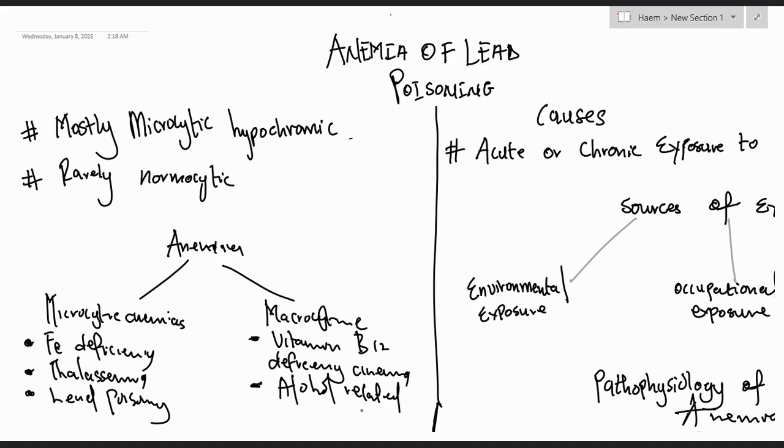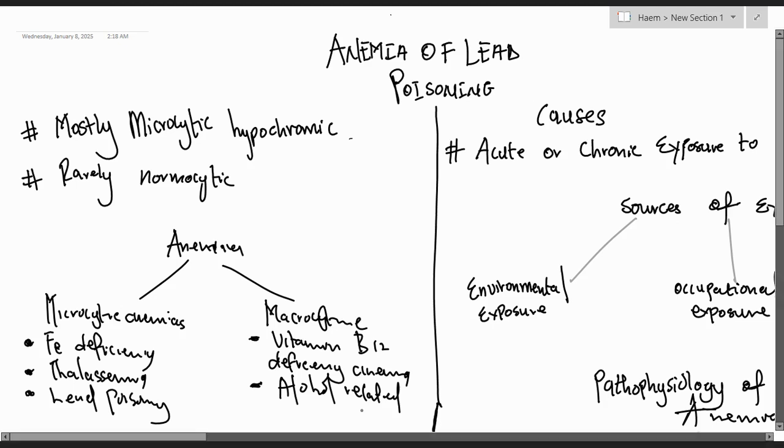Alright, so today we are going to talk about the anemia of lead poisoning, and we are going to discuss the causes, the pathophysiology, and then the medical diagnosis and the symptoms as well. So first of all, what we have to know is that anemia of lead poisoning is a microcytic hypochromic anemia. It is mostly microcytic hypochromic anemia, and it is rarely a normocytic anemia.